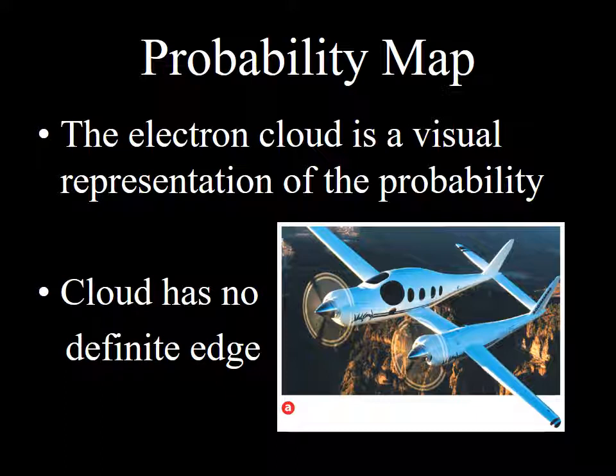So with the electron cloud, the probability of finding an electron close to the nucleus is really high, but the further you get from the nucleus, that probability just dissipates. It decreases slowly. It gets less and less likely. So there's no definite hard edge where it just stops. It just slowly fades away, just like a cloud would.